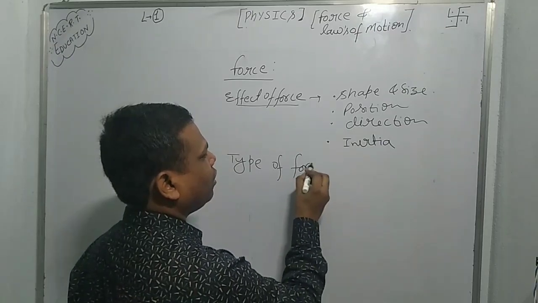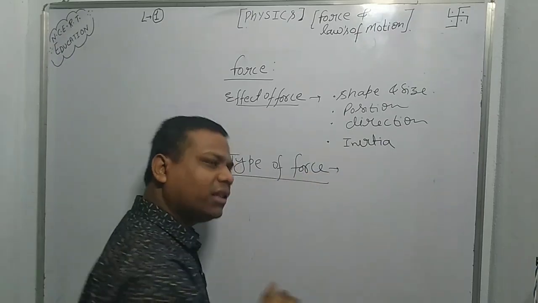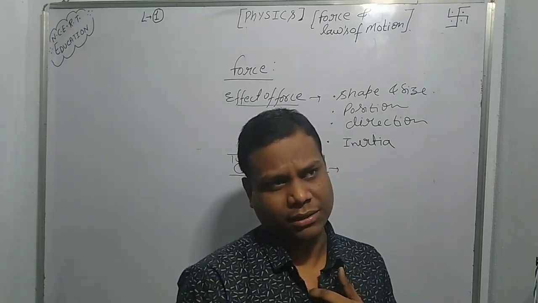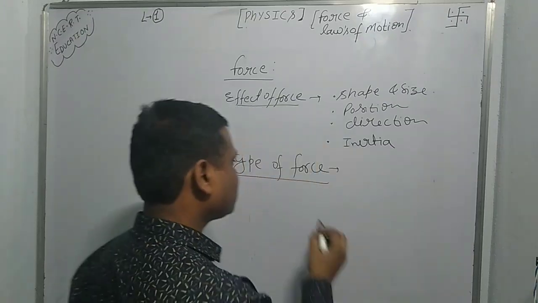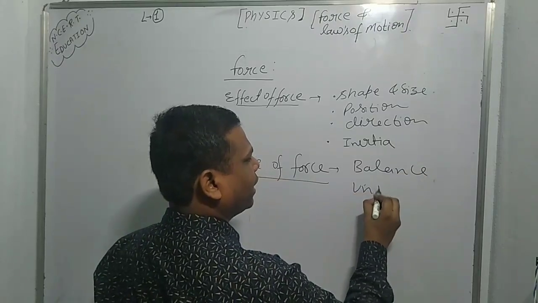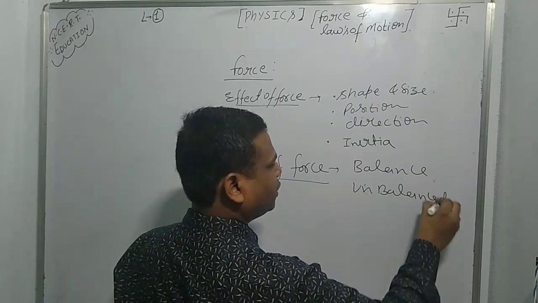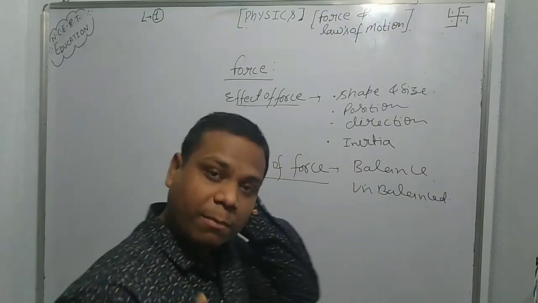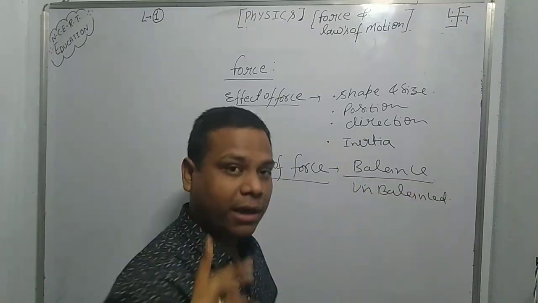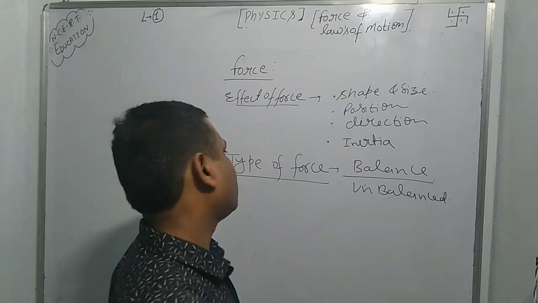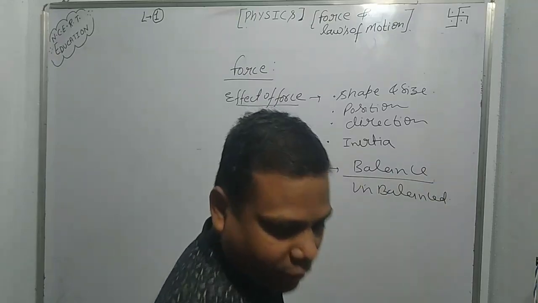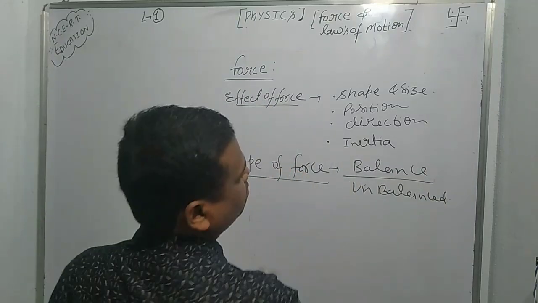Type of force. Listen students, basically on the basis of balanced force and unbalanced force. Balanced force: when we apply two or more than two forces on any object and the resultant will be zero, then it's said to be balanced force.